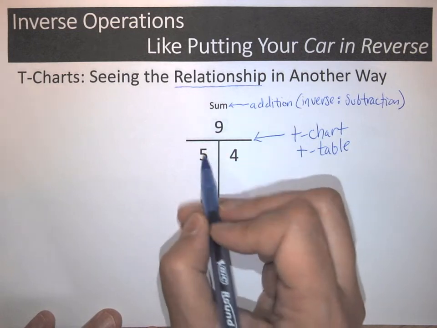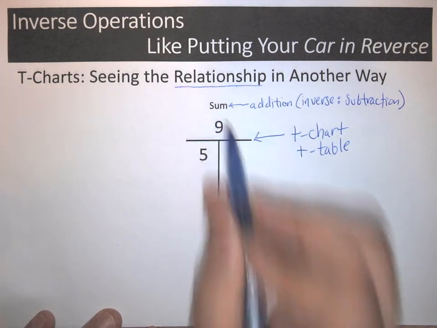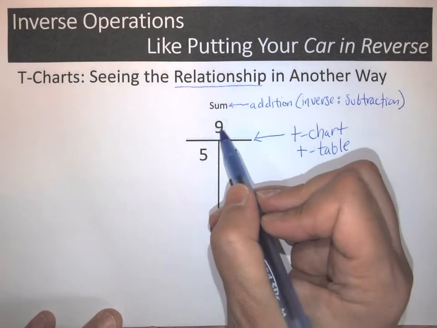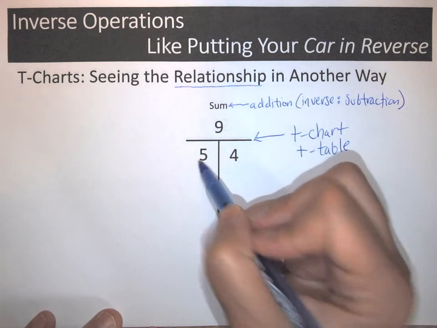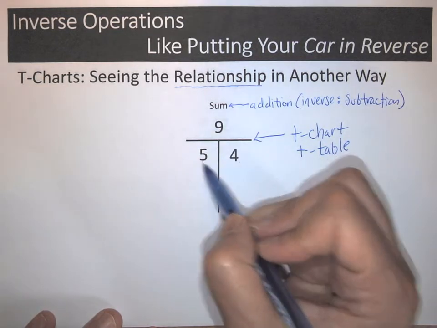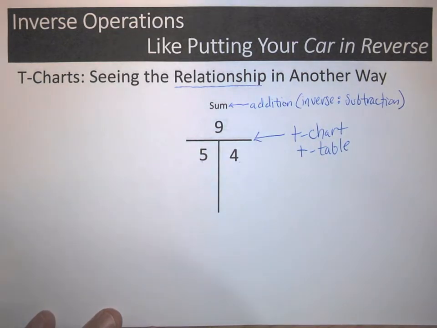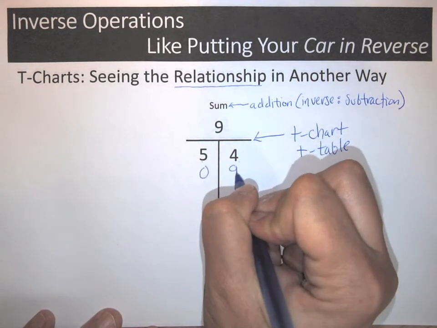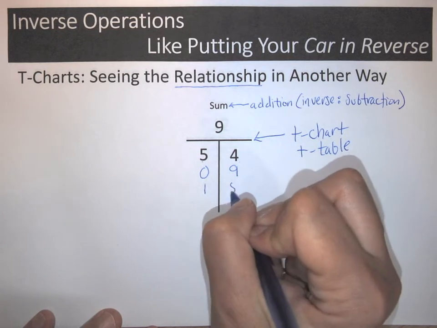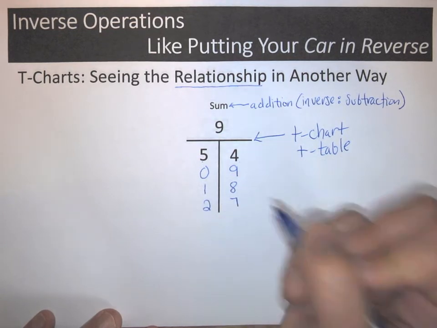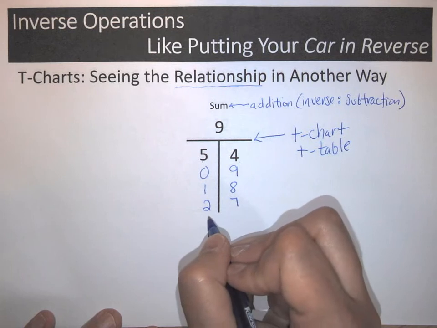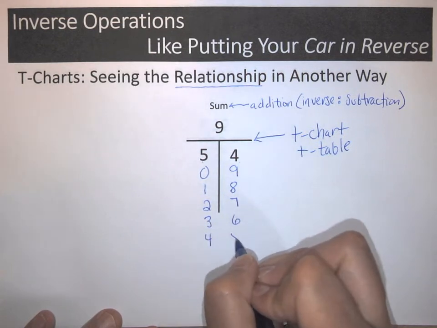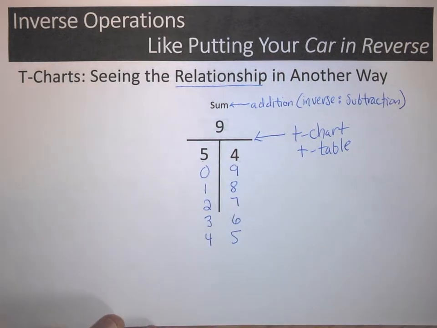I'm finding the sum. So 5 plus 4 is 9. But it also allows me to visualize the inverse relationship, because 9 minus 4 is 5, and 9 minus 5 is 4. And we can get a sum of 9 other ways. You know, I could have 0 and 9. I could have 1 and 8, 2 and 7, and 3 and 6, and then 4 and 5, which is the same as 5 and 4.